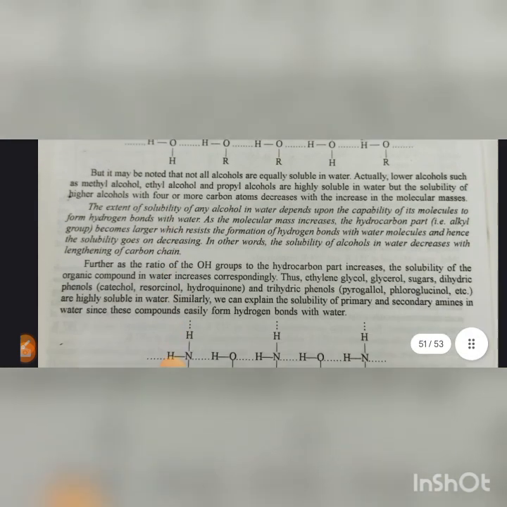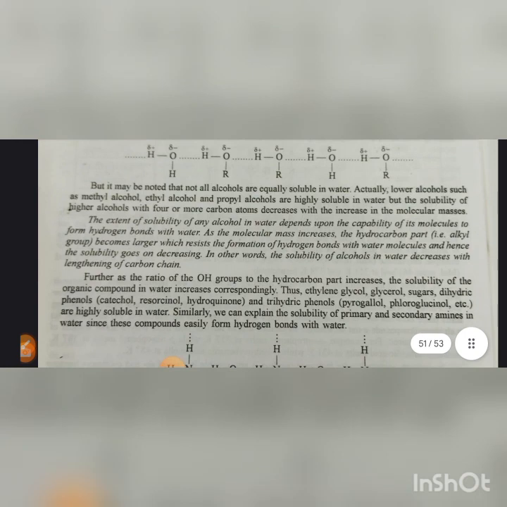But it may be noted that not all the alcohols are equally soluble in water. Actually, lower alcohols, such as methyl alcohol, ethyl alcohol, and propyl alcohols, are highly soluble in water. But the solubility of higher alcohols with four or more carbon atoms decreases with increase in the molecular masses.